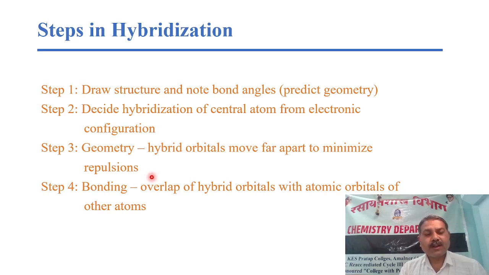Fourth step is the bonding. The hybridized orbitals formed by the central atom overlap with the p or d orbitals of the surrounding atomic orbitals so that they can form sigma bonds with lower energy and more stability.